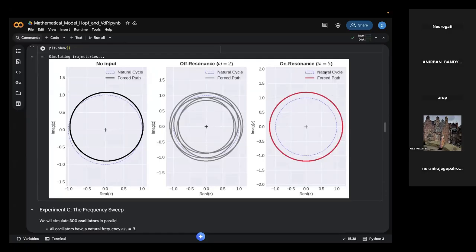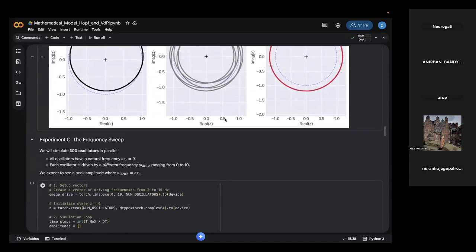The natural cycle is where there was no input into the system. And as we start giving input at the same frequency, the amplitude is higher. On the other hand, when the frequency is off the resonance peak, say omega equal to 2, then we see that the oscillations are no longer clean and the amplitude is noticeably small.